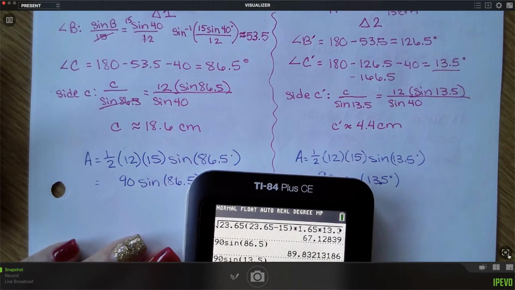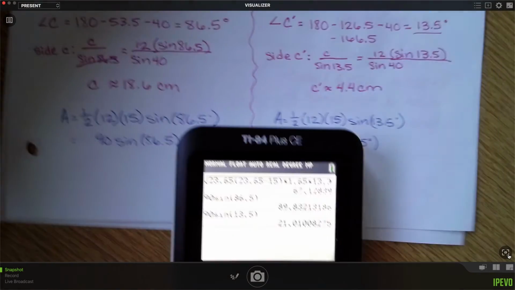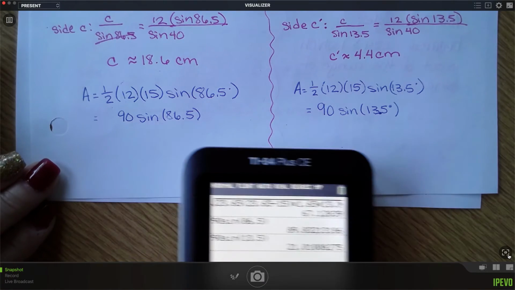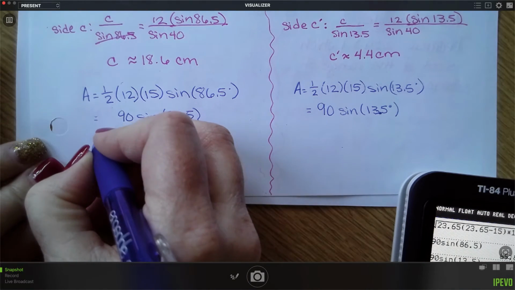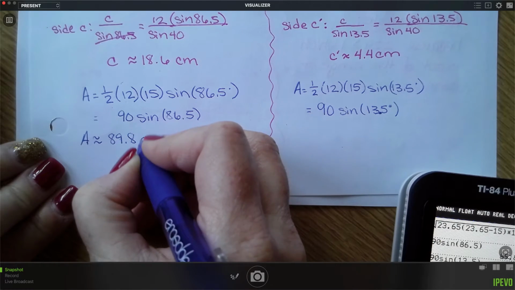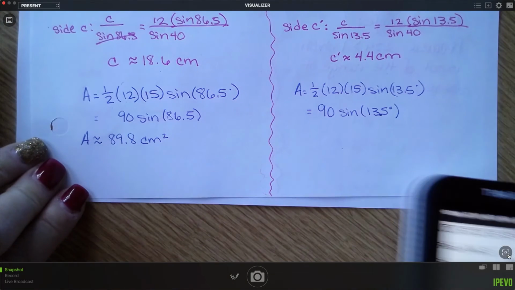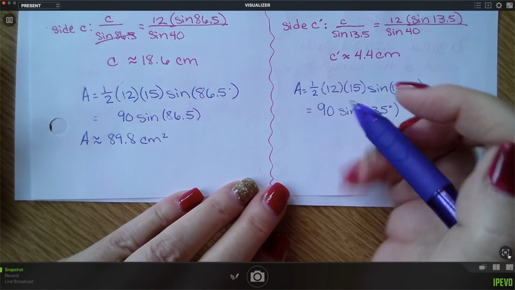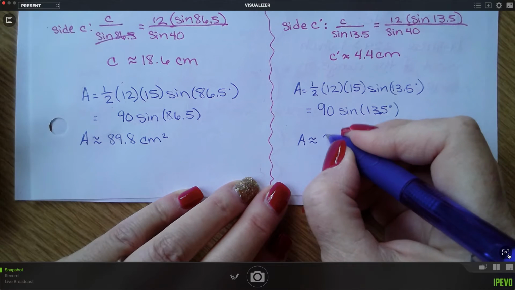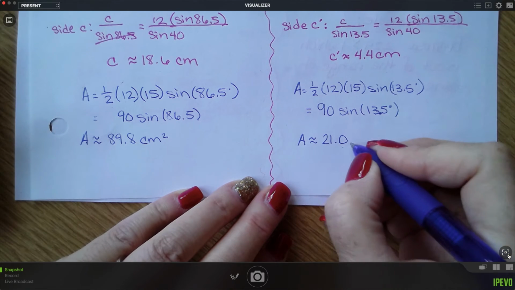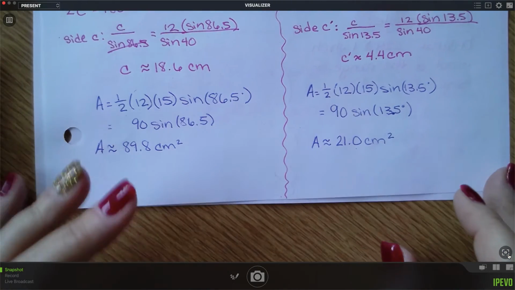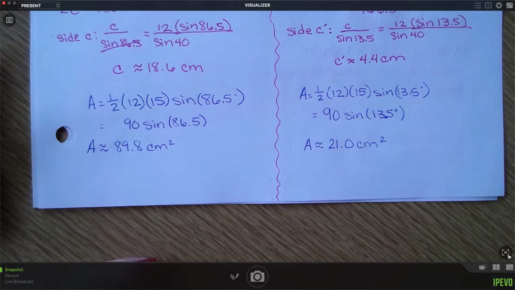Okay, so one triangle, we get 89.8. Is that what you got? Okay, so area is approximately 89.8 centimeters squared. And the other one, we get approximately 20.0, right? Oh, 21.0. Now, if it says nearest tenth, do I have to put a tenth there? Yes. Okay.